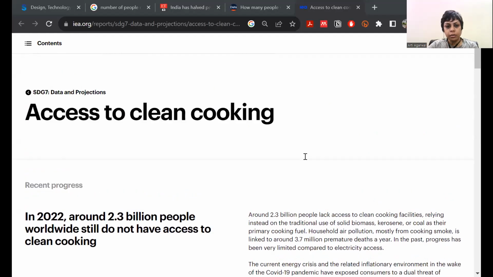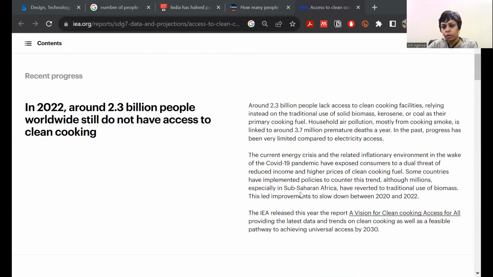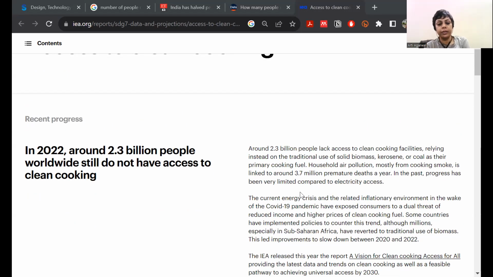So this is a good database, but it is a bit dated. It's a bit out of date. Let me share this too. This is from the IEA now, what I'm showing you. This is access to clean cooking data from IEA. And according to them, the number in 2022, which is last year, was 2.3 billion people worldwide who still do not have access to clean cooking. They rely on traditional use like biomass, kerosene, coal, etc. And these are the main culprits when it comes to emissions and indoor air pollution.